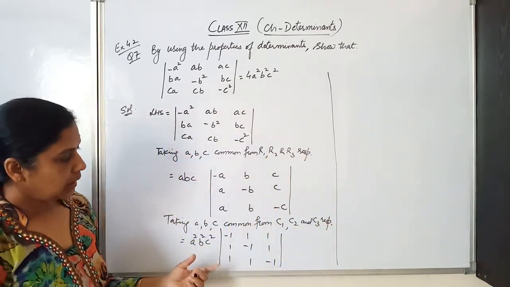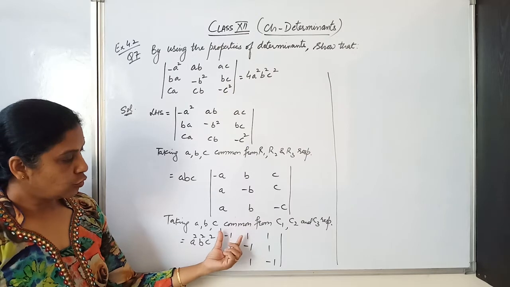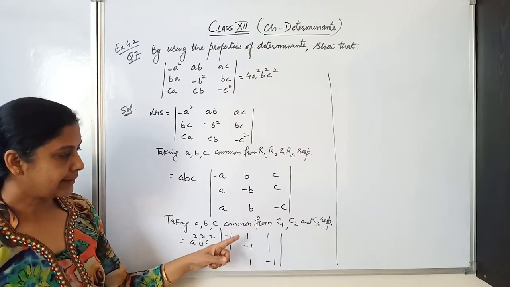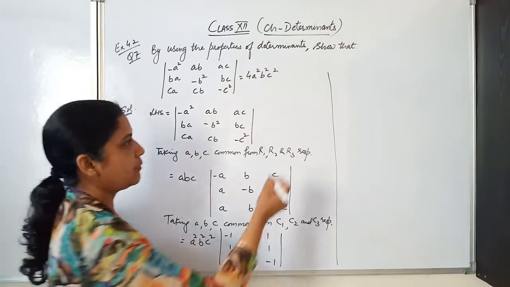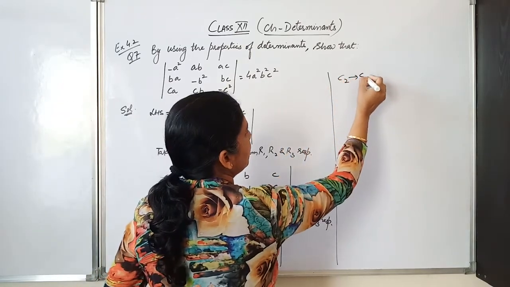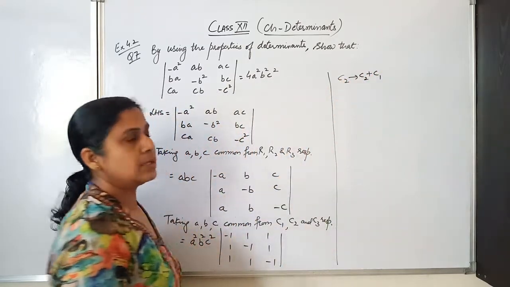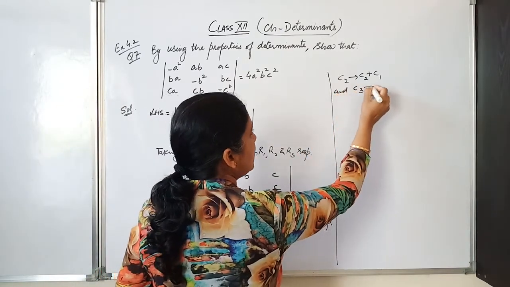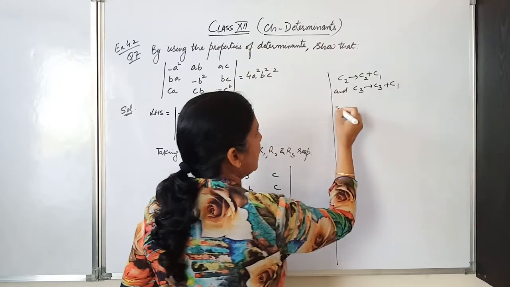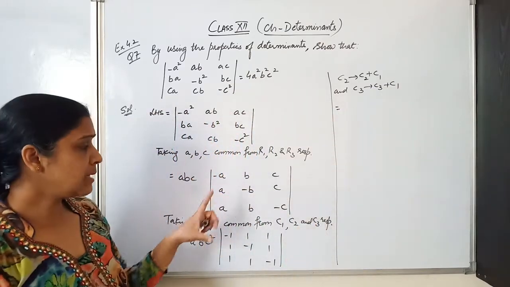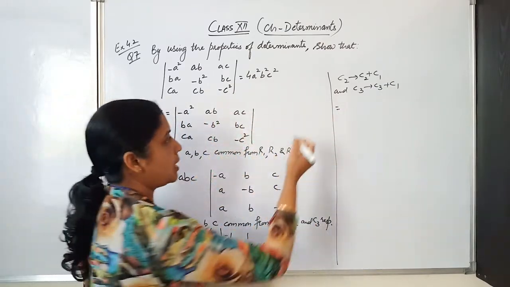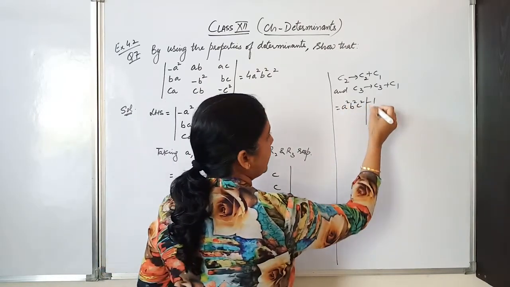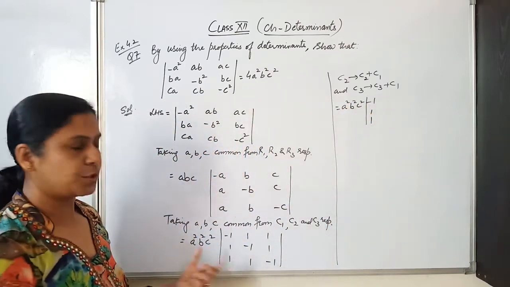As you can see, in the first two entries of the first row, minus 1, 1. So if I add them, it will give me a 0. So I am going to apply the operations C2 becomes C2 plus C1 and C3 becomes C3 plus C1. It means the first column is not going to have any transformation, rather it will be added into another column. So I am going to write it as such. No change in the first column.